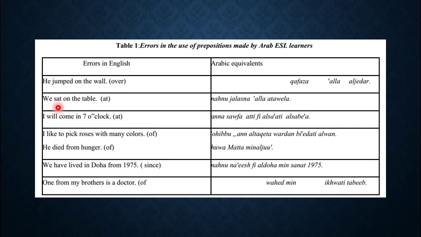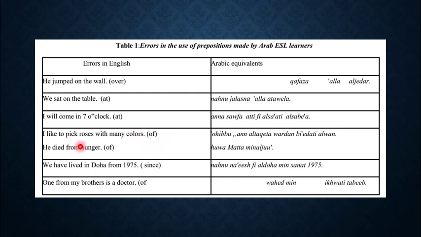We sat on the table. It should be at the table, not on the table. I will come in 7 o'clock. في السابعة في الساعة 7. هقابلك في الساعة 7. So it should be at, not in 7 o'clock. I like to pick roses with many colors. In Arabic بألوان كتيرة أو بألوان متعددة. Right, should be of many colors, not with.